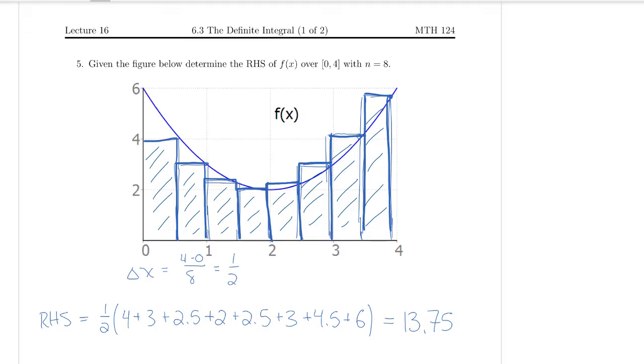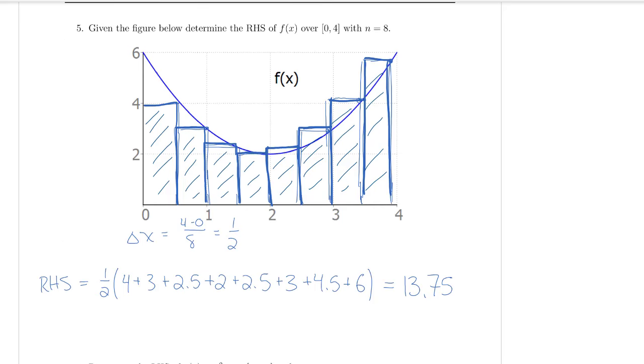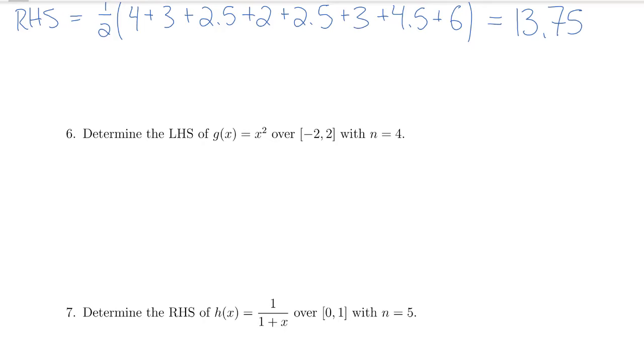So once you have those rectangles drawn, then the rest of the work is just to calculate the areas of each rectangle and add them up, and so that's what we've done here. Since each area has a width of 1/2, we factored that 1/2 out to speed up the calculation. So your approximation may be slightly different because, after all, we're approximating different heights based on our sketch.